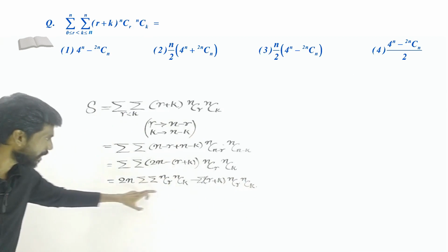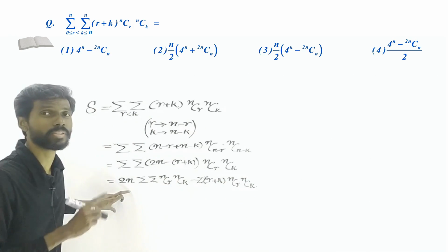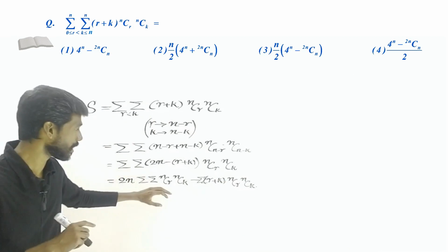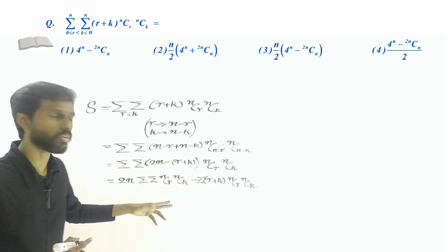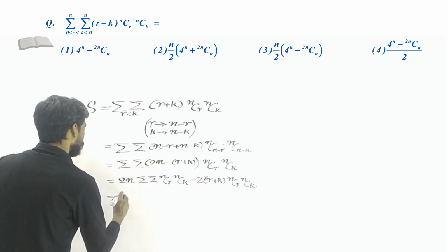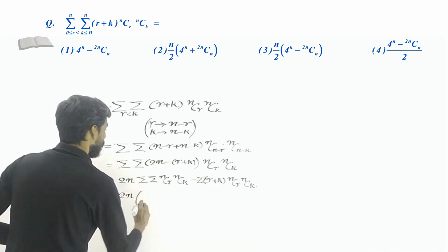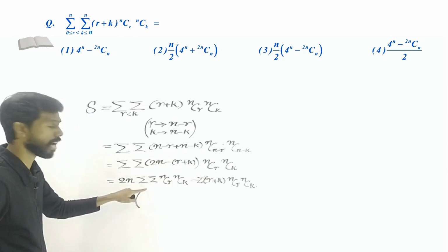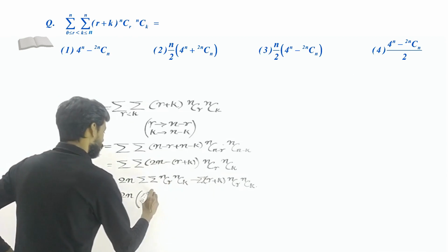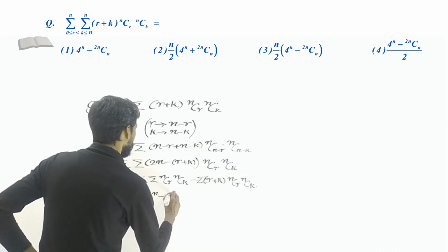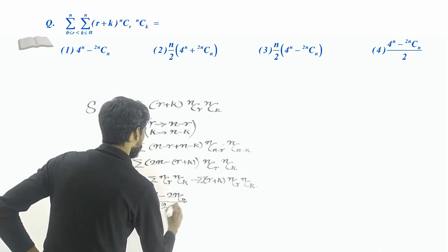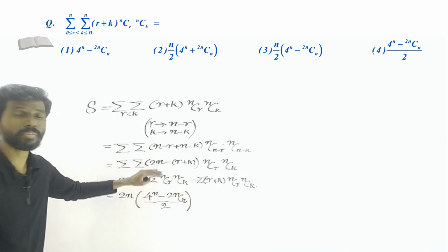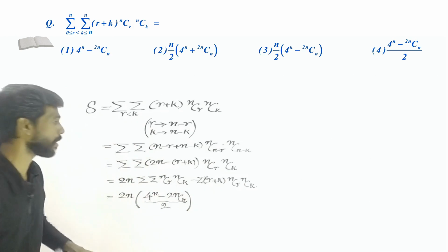See, this is what we found in the last question. Remember, we have to use the same expression, because we have already done it, so let us use the result directly. We can substitute what we derived in the last question: for nCr, nCk where r is less than k, we derived 4 to the power n minus 2nCn divided by 2. Otherwise, you have to do it separately.